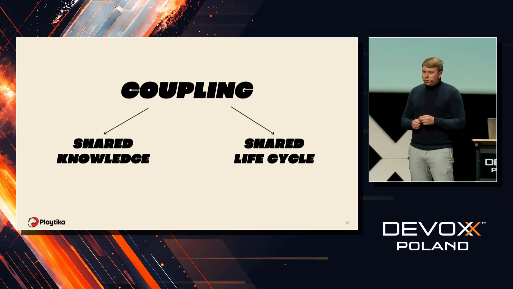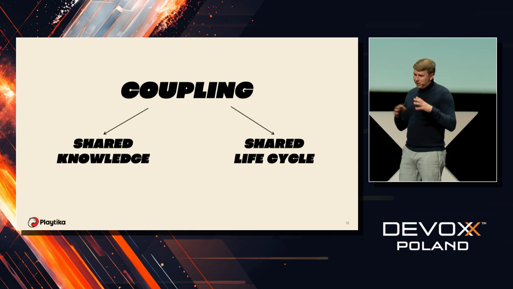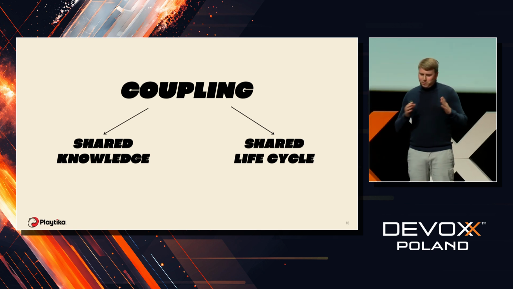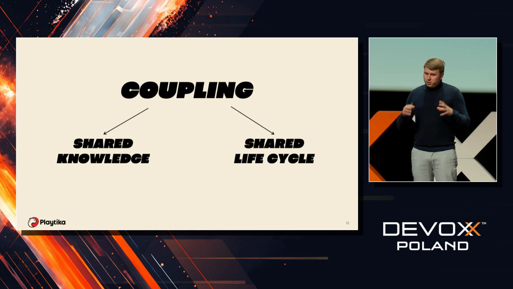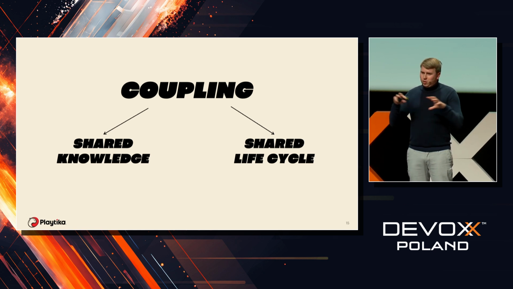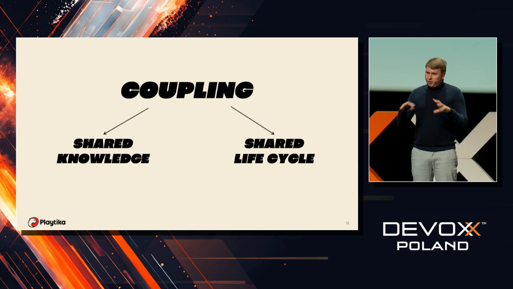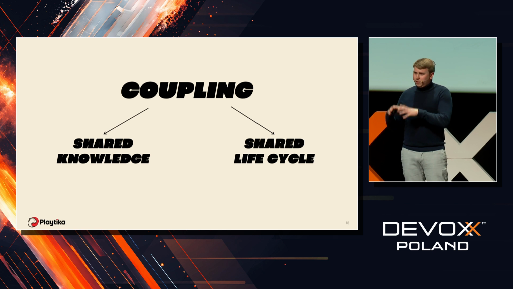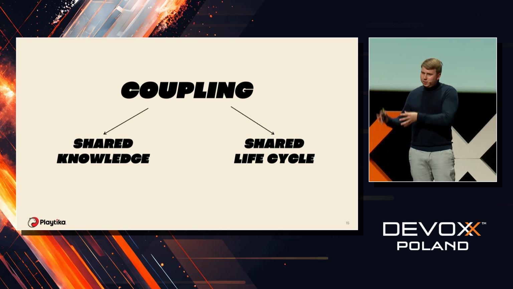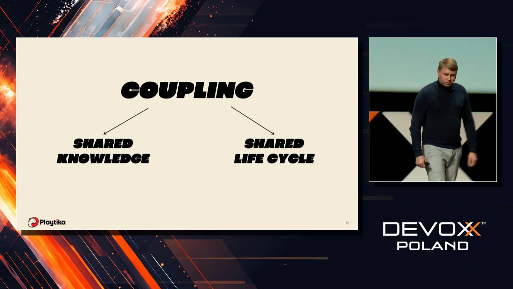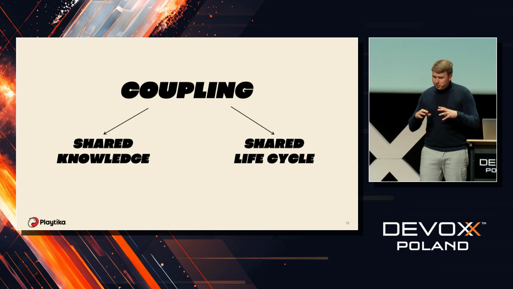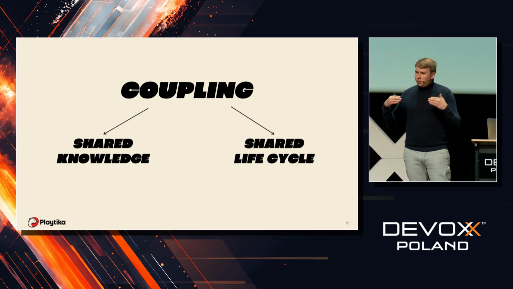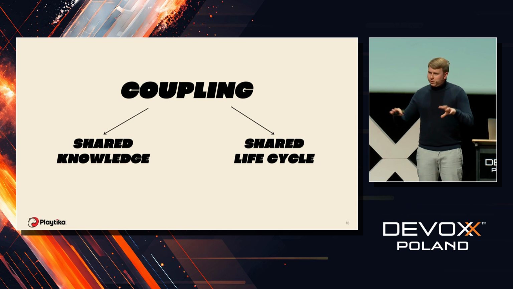Before we go into the technical solutions, let's talk a little bit about coupling, because this is an important topic here. Basically, coupling means if two components are coupled, they are connected. If components are connected, they're supposed to share some knowledge, or they're supposed to share some life cycle. For example, they have to be deployed together, and you cannot deploy those components separately.